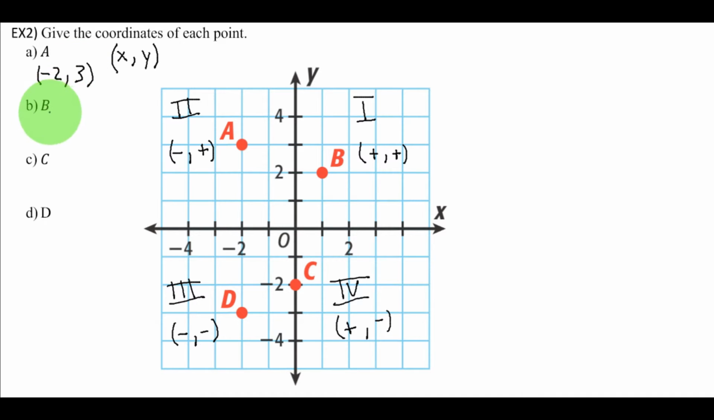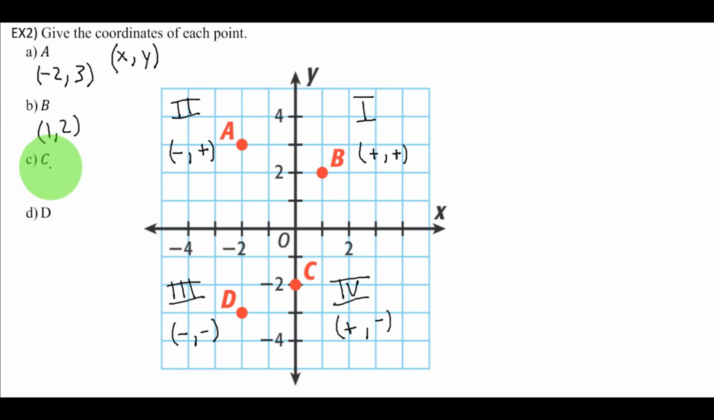Cool, let's find point B and give the coordinates of point B. So point B is located in quadrant 1. Our x value is 1. We're moving to the right of 0, 1 unit. Since we're moving to the right of 0, we have a positive value, +1. And we're going to move up 1, 2. So moving up 2 units, we have +2. So to the right, 1, up 2.